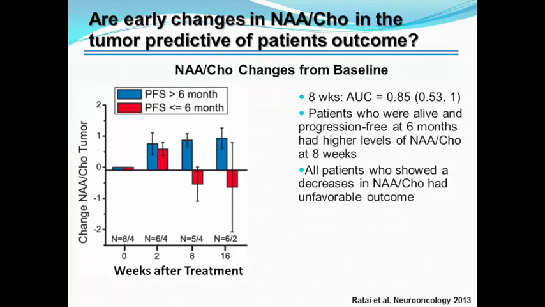At 2 weeks, everybody still responds to the treatment, so the NAA over choline goes up. But then at 8 weeks, we are able to distinguish, based on our NAA over choline signal, if they're progression-free survivors or not. All patients who showed a decrease in NAA over choline had unfavorable outcome.